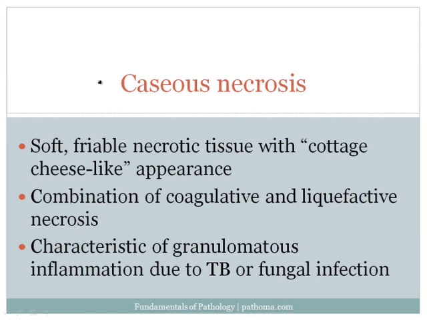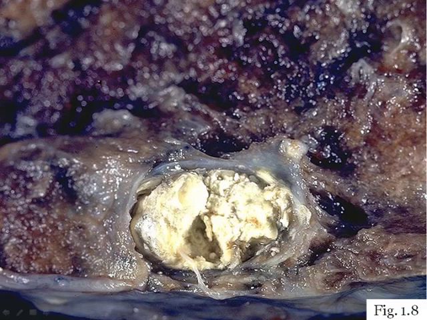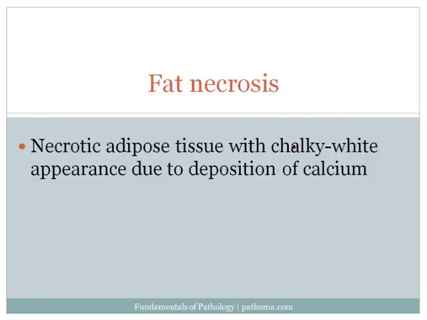And so what thickens the soup? The wall of fungus, i.e. fungal infection, or mycobacterium, like TB. So this is really what results in caseous necrosis. It's characteristic of TB and fungal infection, in particular the granulomatous inflammation that's seen with fungus and TB. This is a classic example of caseous necrosis, outlined here in red. This is the white cottage cheese appearance of caseous necrosis.